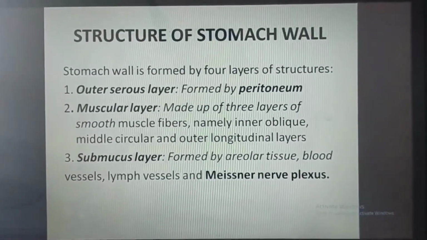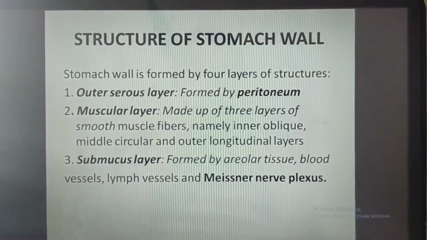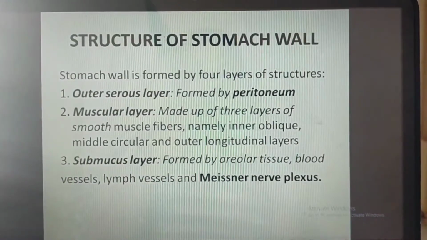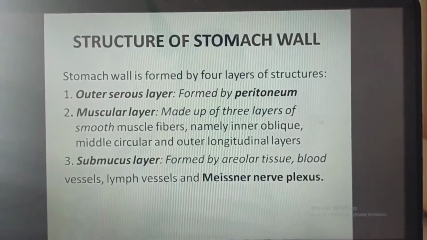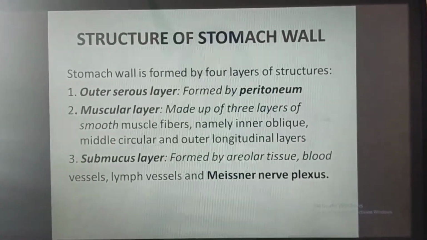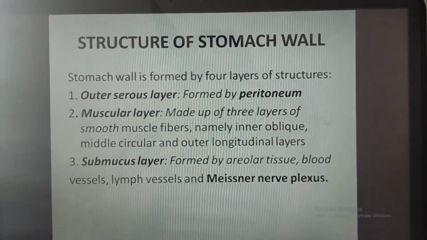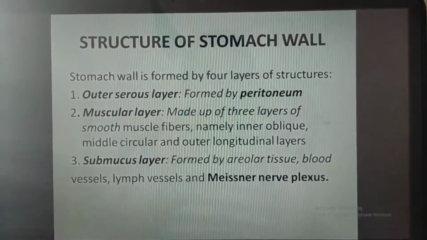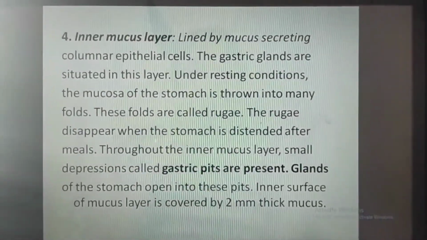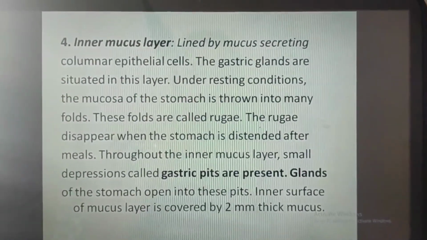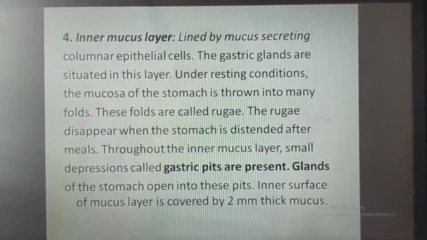Structure of the stomach wall. Stomach wall is formed by 4 layers. Outer serous layer, which is formed by the peritoneum. Muscular layer made up of 3 layers of smooth muscle fibers, namely inner oblique, middle circular and outer longitudinal layers. Submucous layer formed by areolar tissue, blood vessels, lymph vessels and mesenteric nerve plexus. Inner mucous layer, lined by mucus secreting columnar epithelial cells. The gastric glands are situated in this layer.